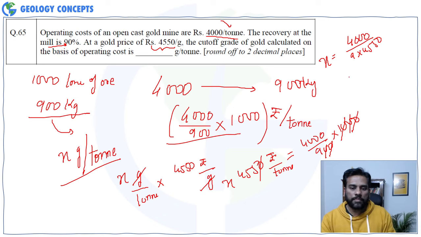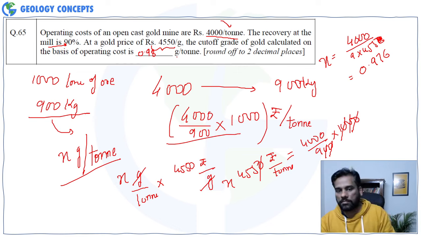If you solve this, you will get 0.976, something like this. So if you have to round it off, it will be 0.98 gram per ton, right?